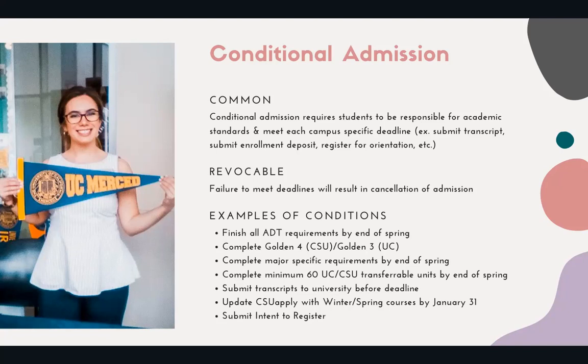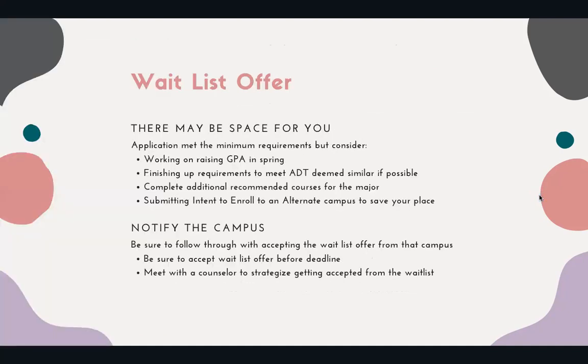They will auto deny you for that, and then making sure that you submit your intent to register. So we'll talk about that in more detail in a couple of slides from now, but the intent to register is your confirmation that you will be attending that campus. They're saving a spot for you when you do that. So if, let's say, I got so excited that I got into UCLA, but I didn't submit my intent to register, they will take away my admission. So you want to make sure you get it done as soon as you are ready to say yes before the deadline. Now, sometimes my students are waitlisted, and that does happen.